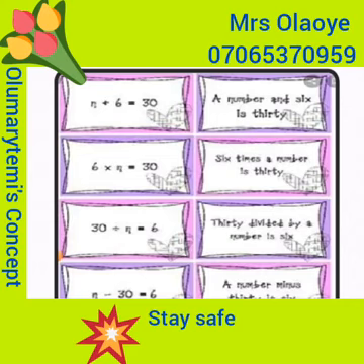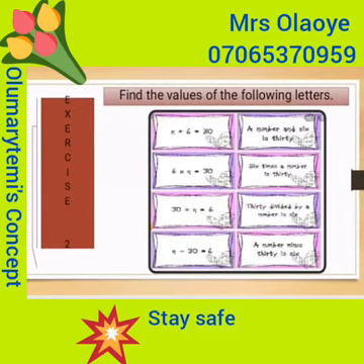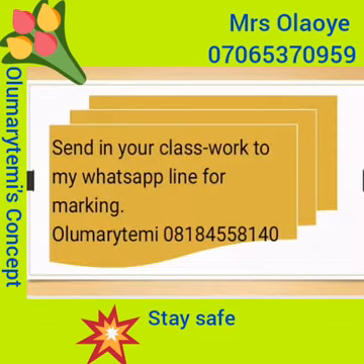So this 4 is very simple. You can add it to the other one. So 12 plus 4 makes what? 16. So I'm expecting your 16 questions solved in your notebook, snapped and sent to me. Send in your exercises to my WhatsApp line for marking. That's the number being displayed on the screen.